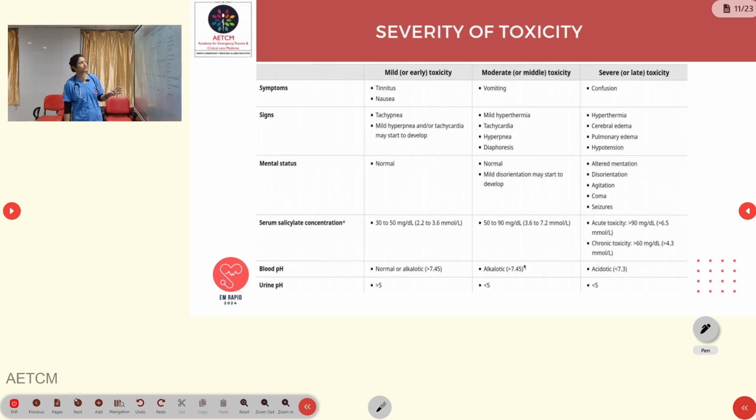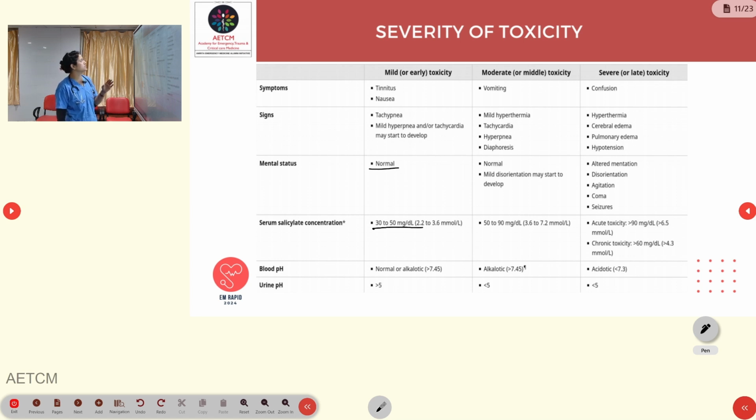So, this is the severity of toxicity. As we told, there is mild or early toxicity, moderate or middle toxicity and severe or late toxicity. Symptoms of mild toxicity include tinnitus and nausea, and signs will be tachypnea, mild hyperapnea and or tachycardia may start to develop. Mental status will be normal here. Serum salicylate concentration will be 30 to 50 milligram per deciliter. Blood pH will be normal or alkalotic. Urine pH will be more than 5.